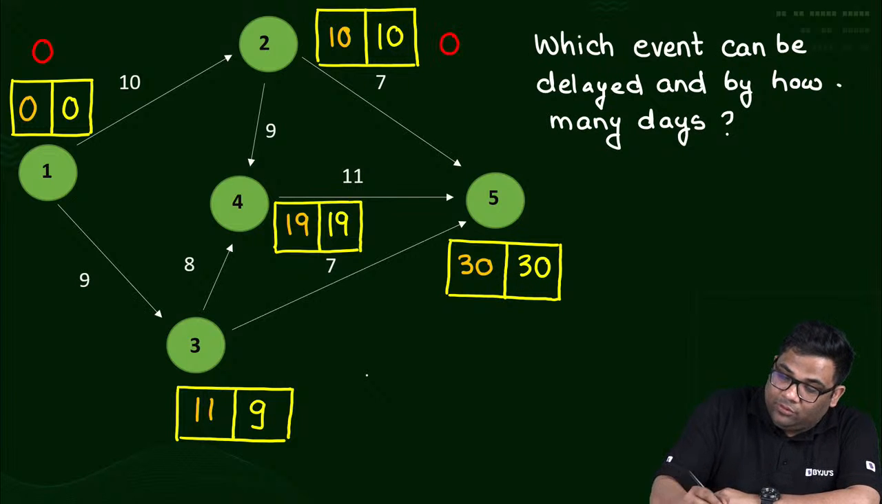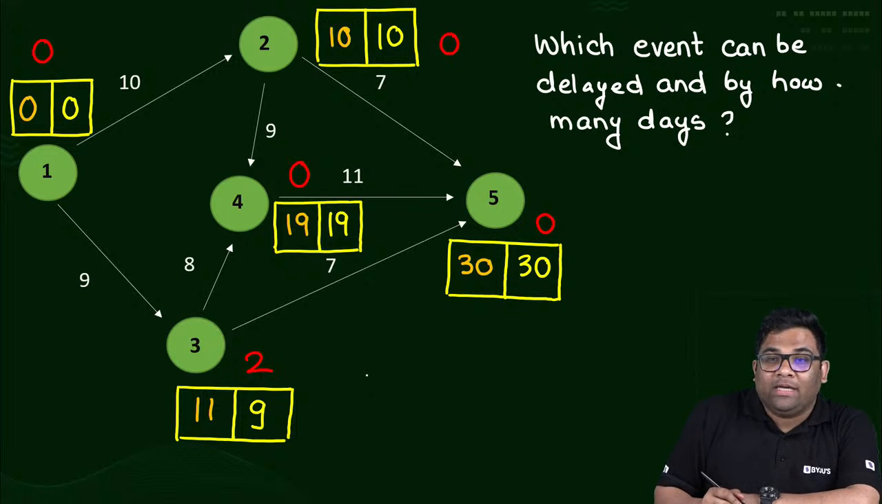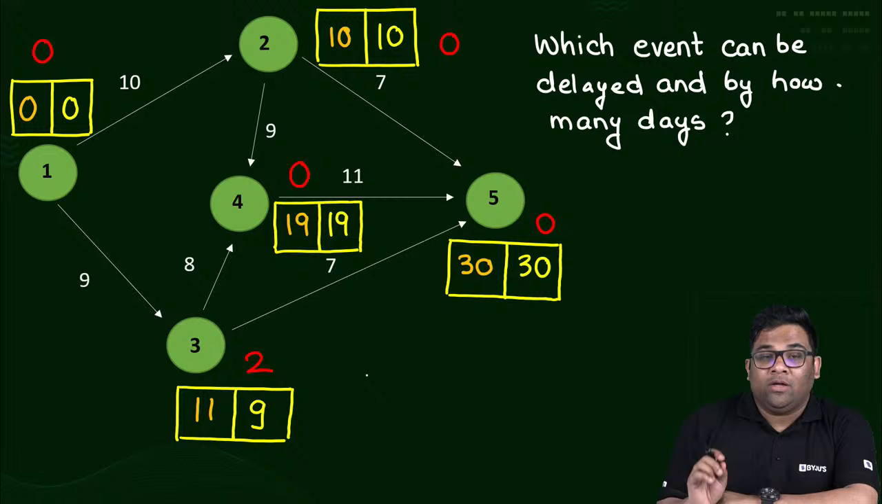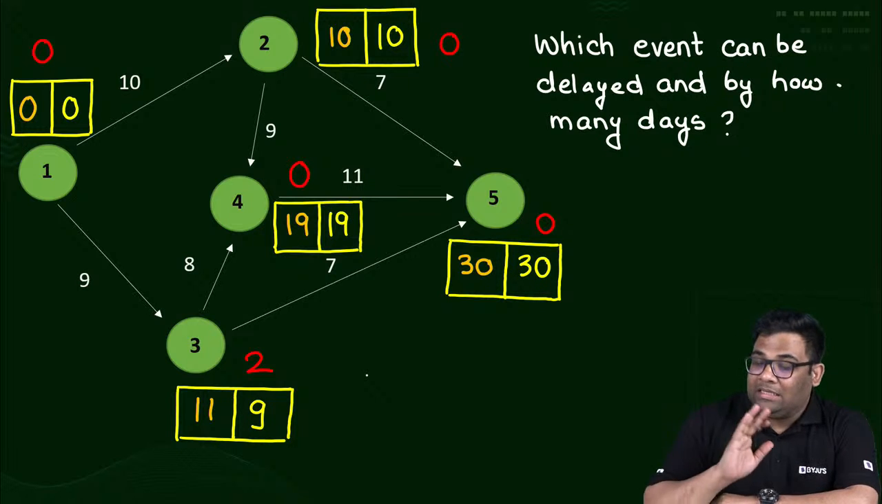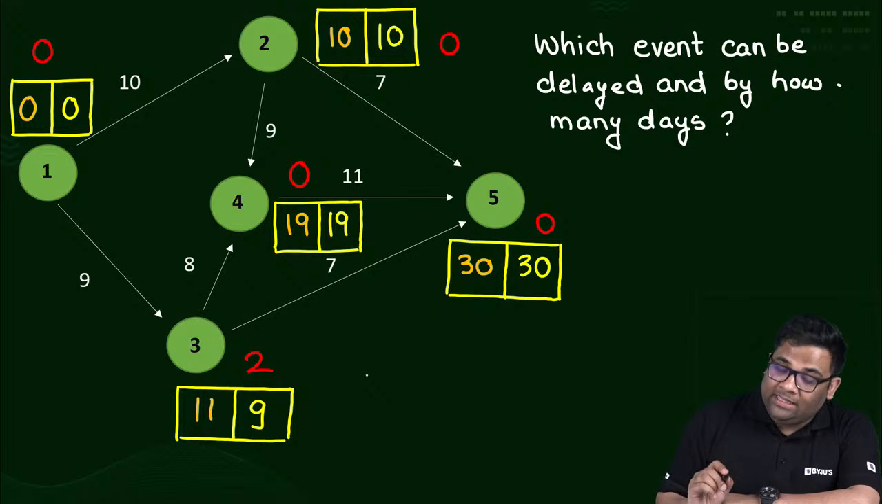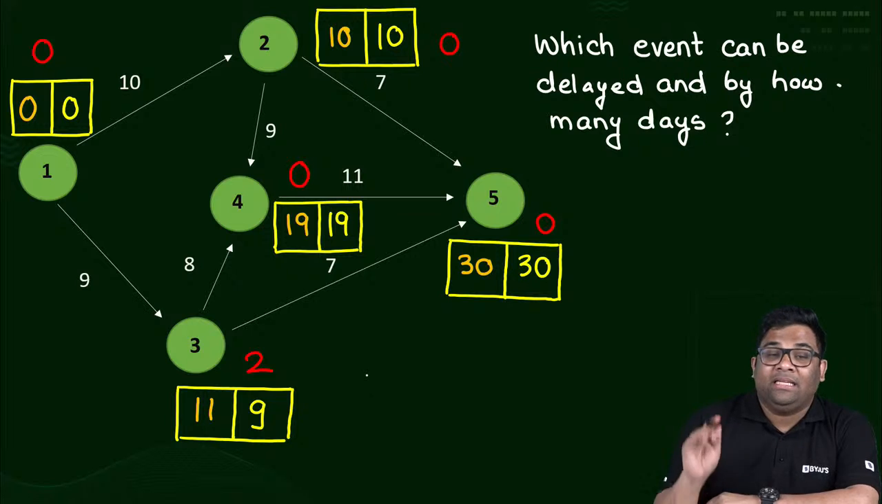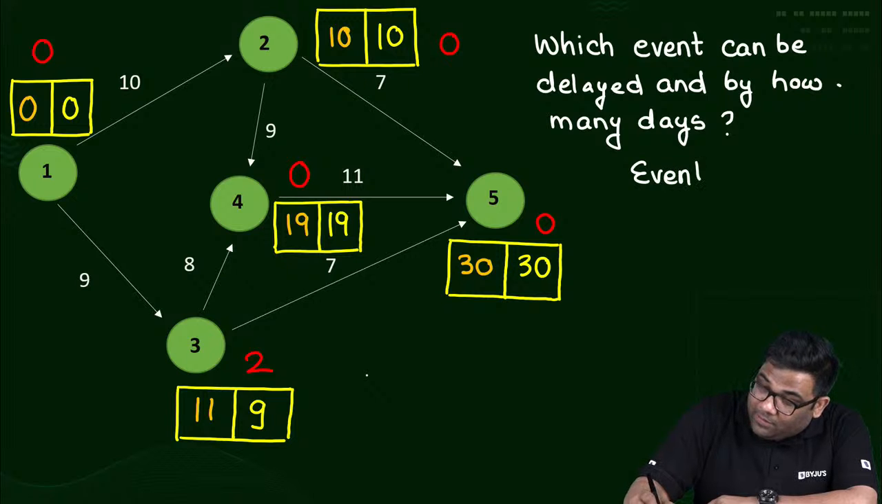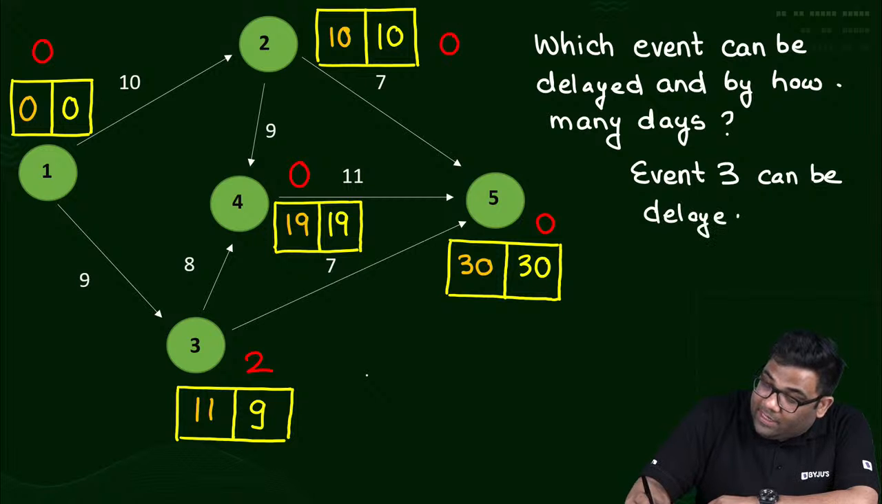Slack time 0, 0, 0, 0. Here slack time 2. Yes, that means other events are going on time. Others are on time. Only the event number 3 is ahead of how much? 2 days. So it can be delayed by 2 days. The answer is event 3 can be delayed by 2 days.